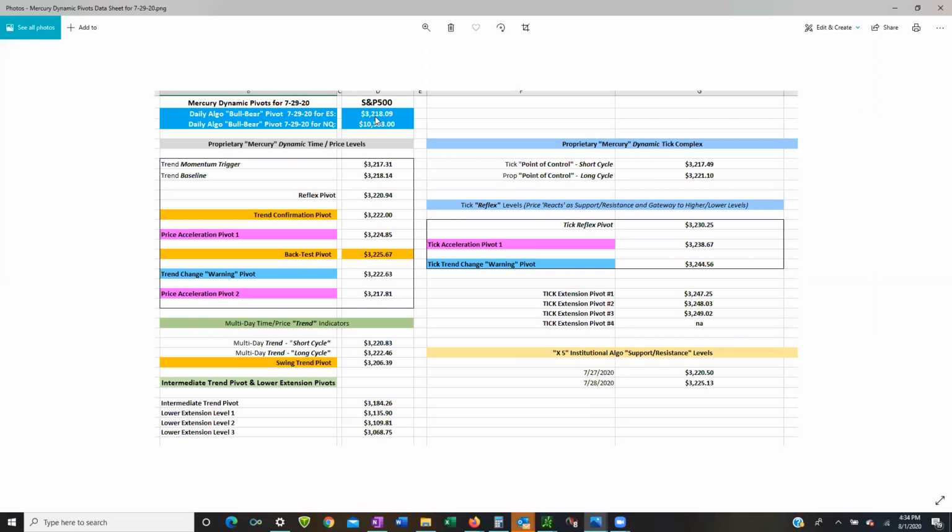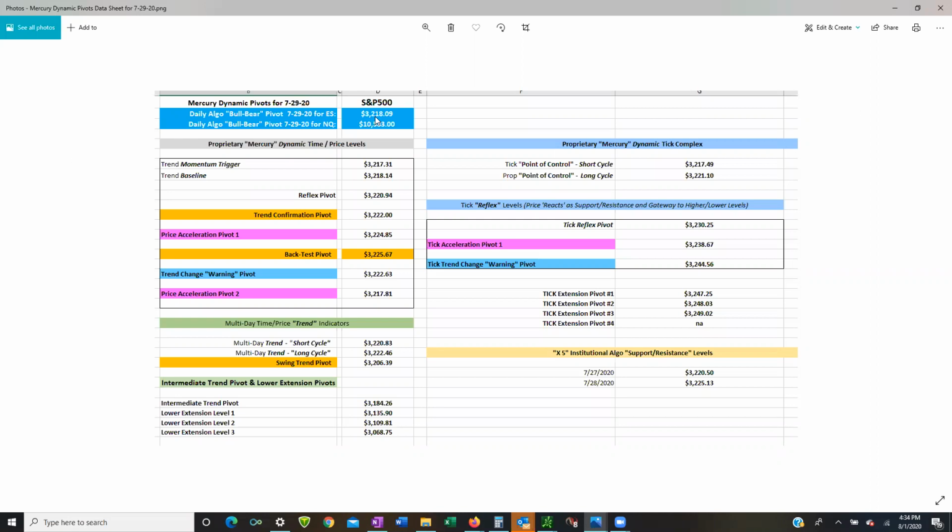Every single day, the daily bull bear pivot is the single most important price on the board. And I'll show you examples of it. And it's real simple. If price is above the bull bear pivot, you're long; below, short. Period, end of story.